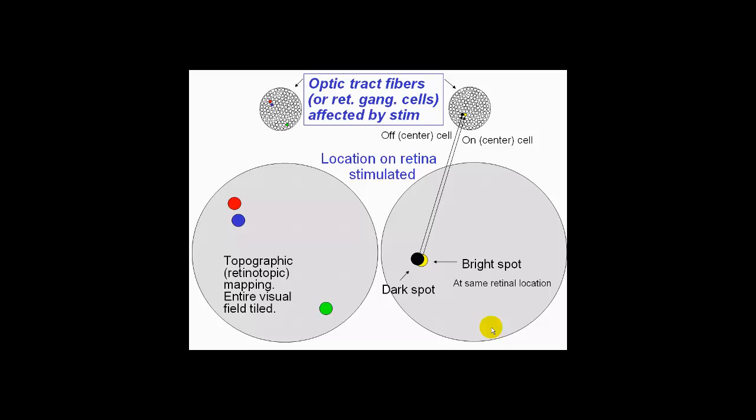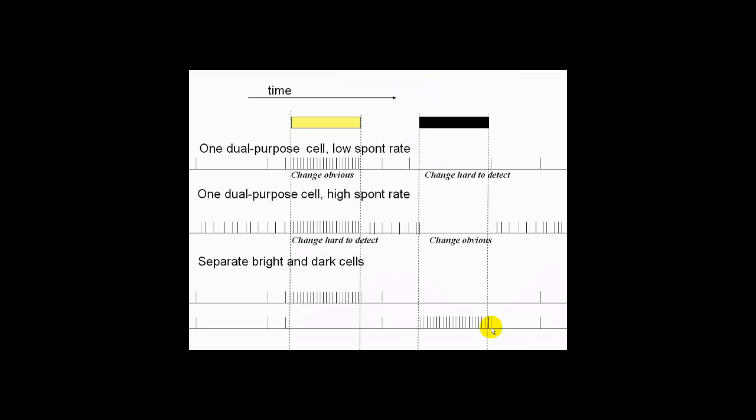Now that seems kind of a waste to double everything up like that, but if you think about the way nerve cells signal activity, you can begin to say that it makes a great deal of sense for the nervous system to do it that way. Suppose we had just one kind of ganglion cell, a dual-purpose cell. Suppose it had a low spontaneous firing rate, so it's firing only when you do something to it. Suppose it's a cell that responds to light, brightness, and that's the only kind you have.